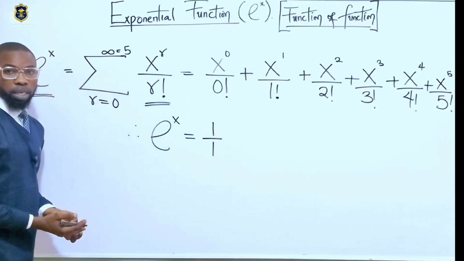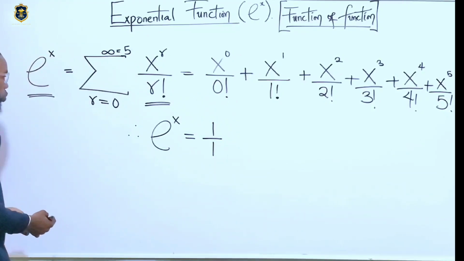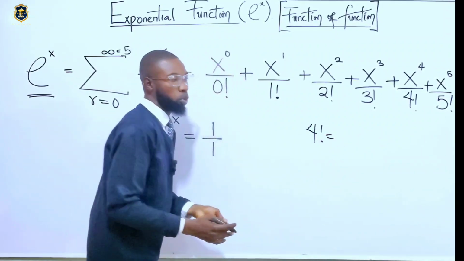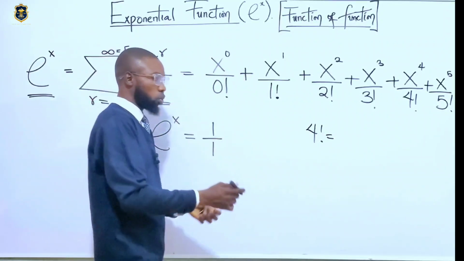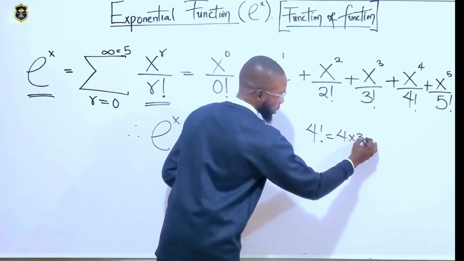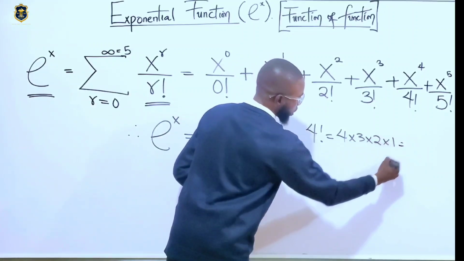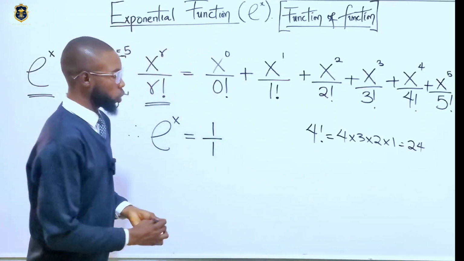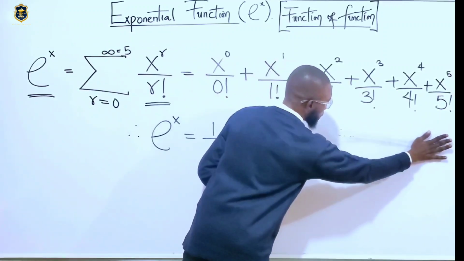You know what factorials are now, right? If they ask us to do 4 factorial, we know that 4 factorial is simply, we are multiplying them in decreasing order. So it is 4 times 3 times 2 times 1, right? That's 24. That's all about factorial, but we're not treating factorial. I'm just trying to explain using that.